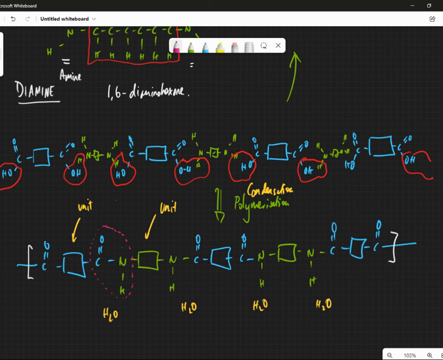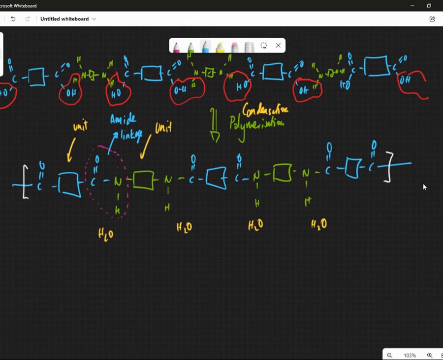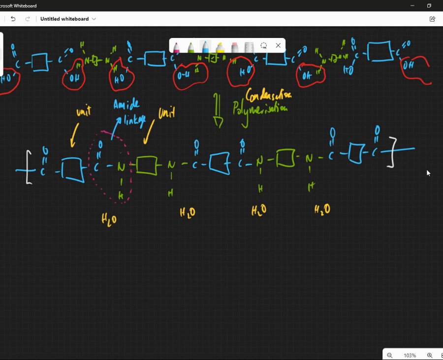Now you've got to learn that linkage, CO and H, and this linkage is known as an amide linkage. There it is. That's the amide linkage. These are our monomers, and down here, this is our polymer. So what I've drawn here, the polymer, as the other one was called a polyester because of the linkages, this is known as a polyamide.